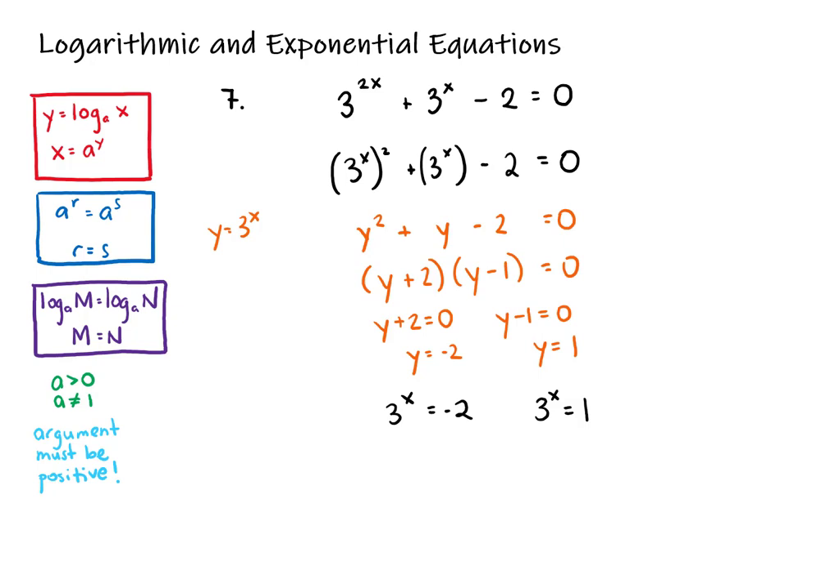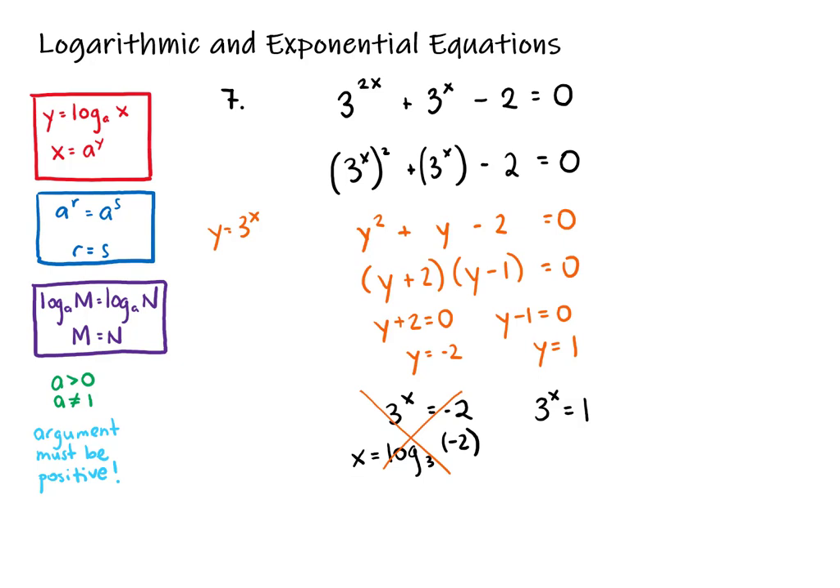But if you don't know that at this step, you could take this and rewrite it using the rule in red. And so I would get x is equal to log base 3 of negative 2. And notice here, when I write it this way, my argument is negative, so that's not possible. So either way, you're going to end up throwing out that answer. We don't have a solution to come from this x.